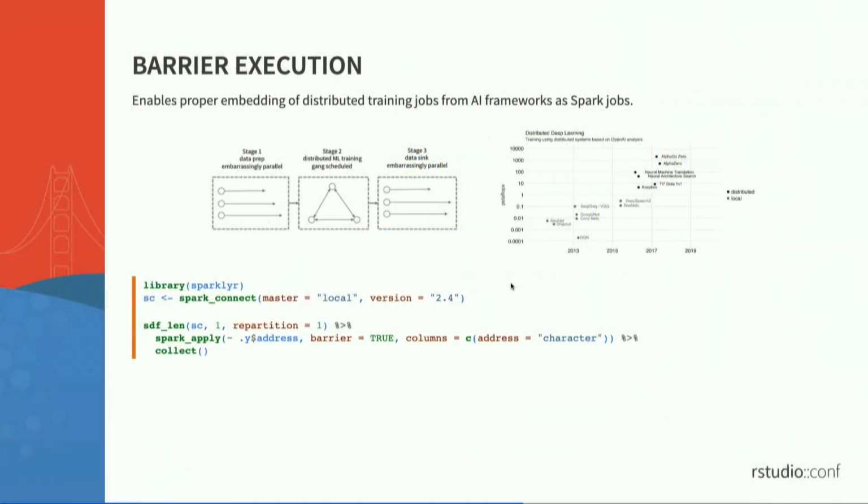But if you had to use it, you basically use Spark apply, you say barrier equals true, and then what you get, in this case, is just a single machine. You would get basically the IP addresses and the ports that you can use to directly communicate to those machines.